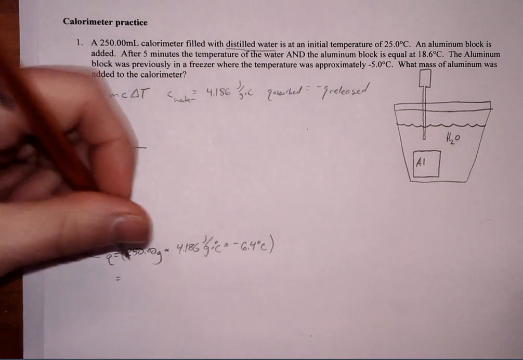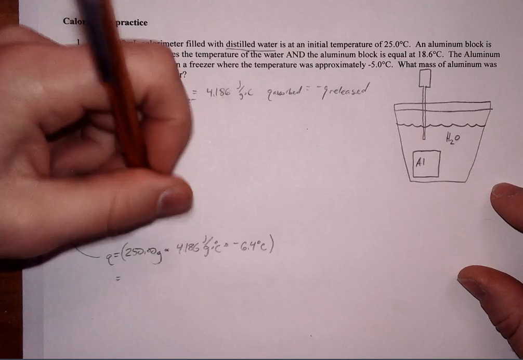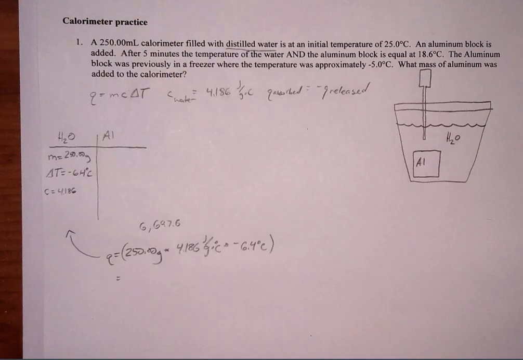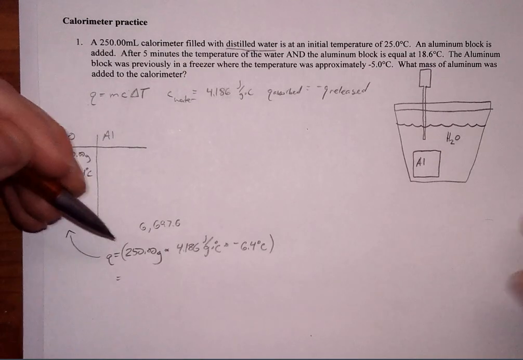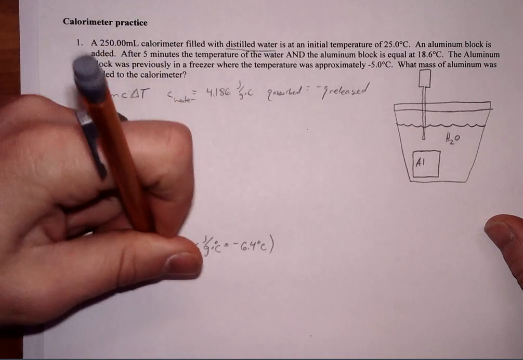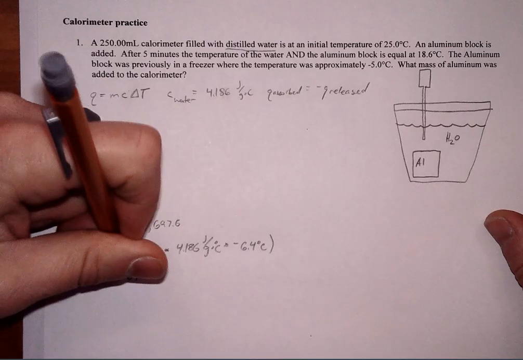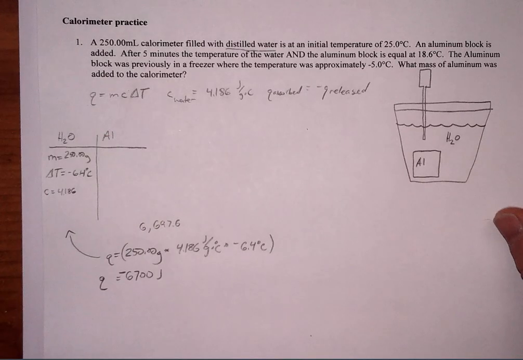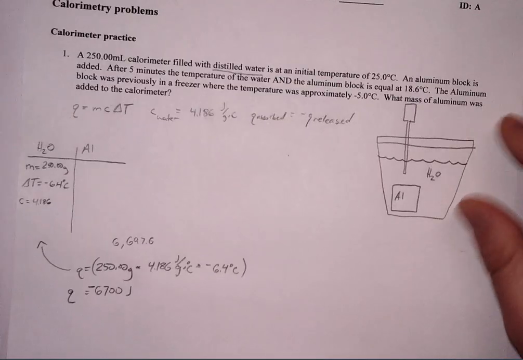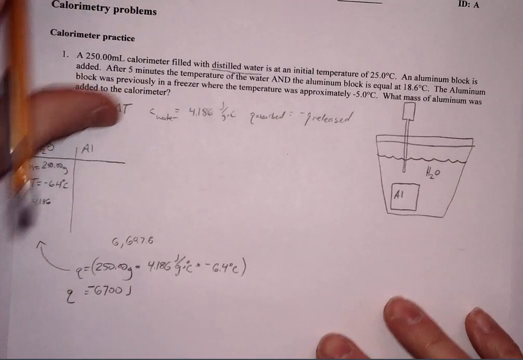Okay, so this is what my calculator is going to show, 6,697.6. I need to show that with 2 sig figs. In this case, it's going to be pretty easy. I could just do 6700, and that would be joules. It will be a negative value, indicating released. So now I can use that to find out more information about my metal.